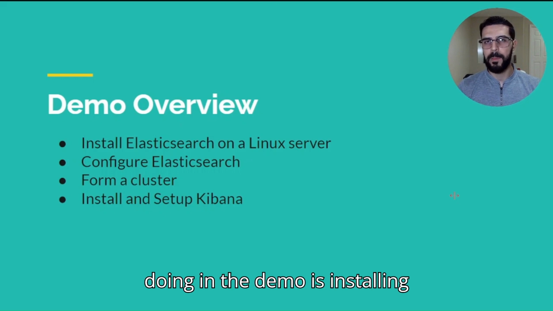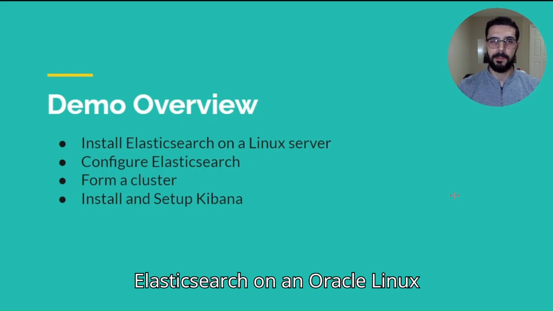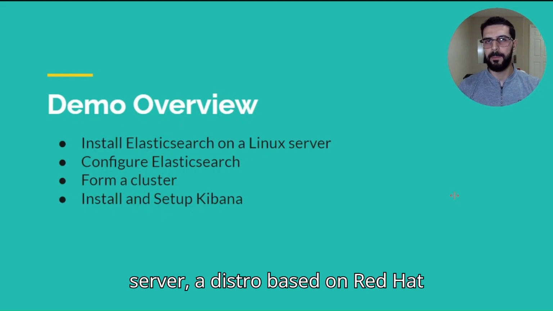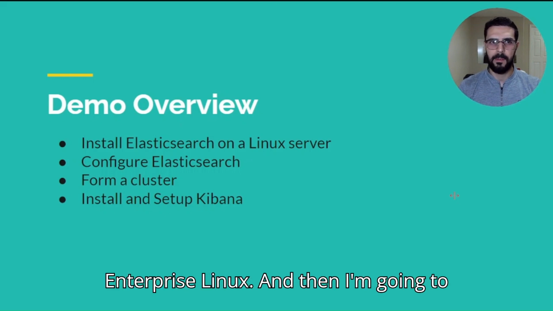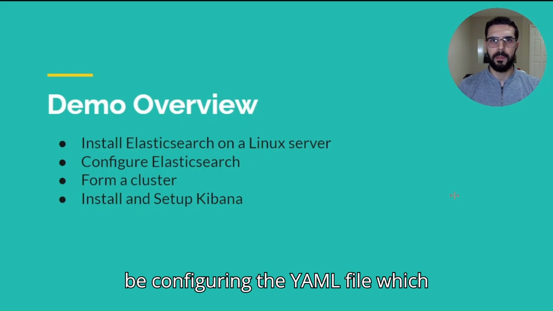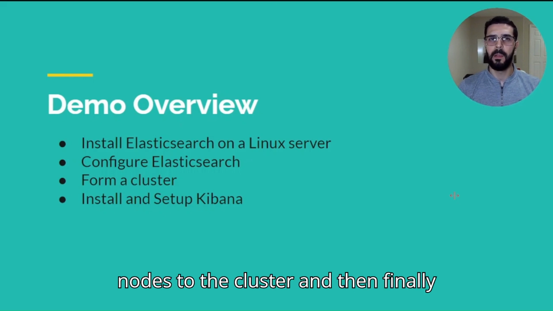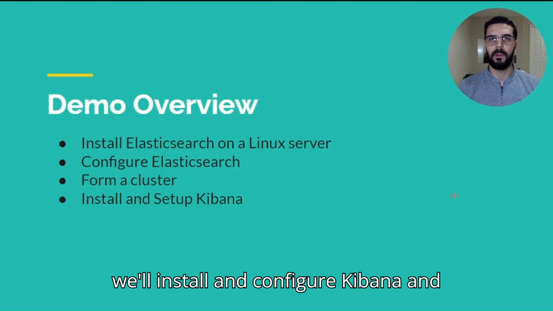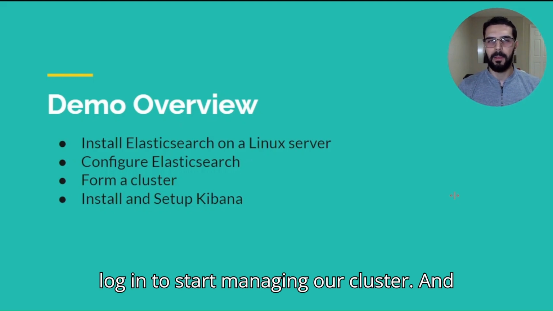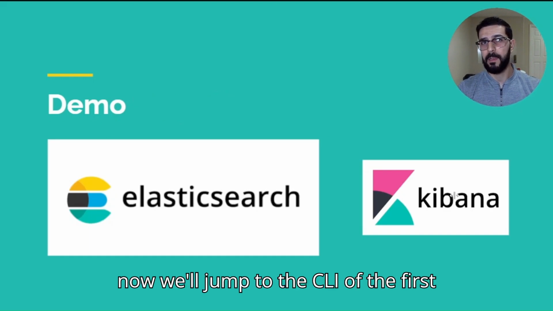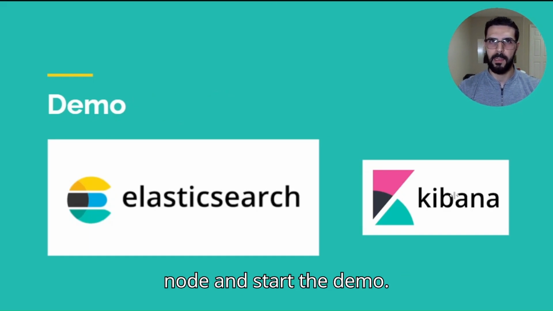So what we're going to be doing in the demo is installing Elasticsearch on an Oracle Linux server, a distro based on Red Hat Enterprise Linux. And then I'm going to be configuring the YAML file, which contains the main settings of Elasticsearch. Then we're going to add nodes to the cluster. And then finally, we'll install and configure Kibana and log in to start managing our cluster. And now we'll jump to the CLI of the first node and start the demo.